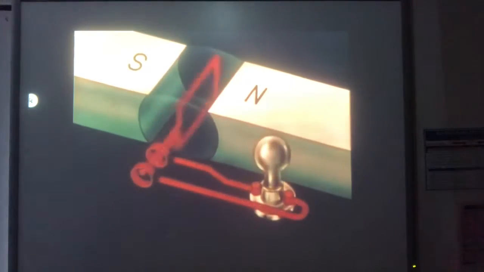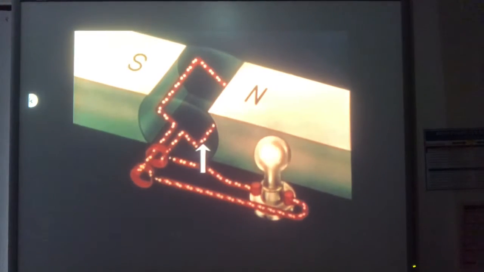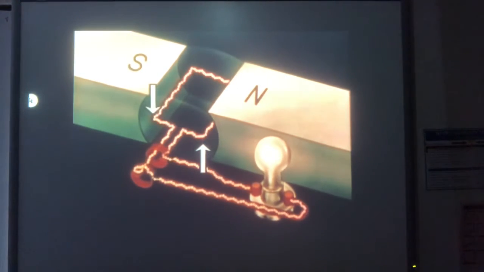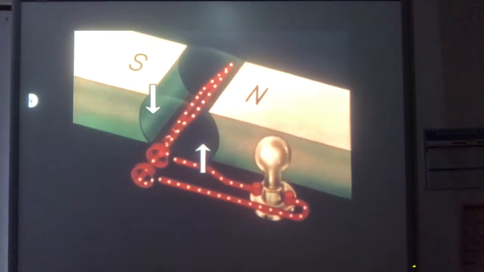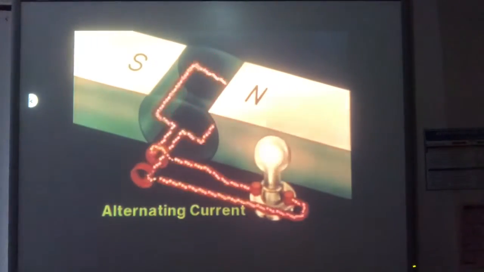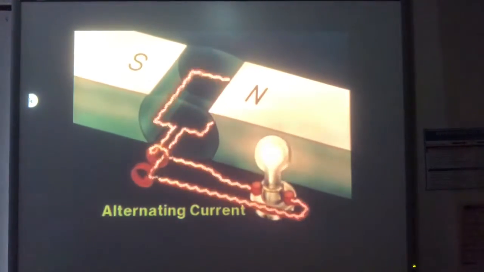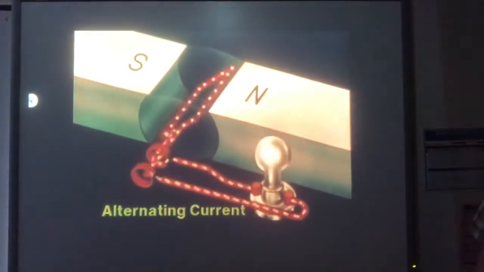After the coil passes through the position of no current flow, the previous downward side moves up, and the previous upward side moves down, thus reversing the current flow in the external circuit. This, then, is alternating current, a flow of current in a circuit that reverses direction periodically and is continually varying in magnitude.